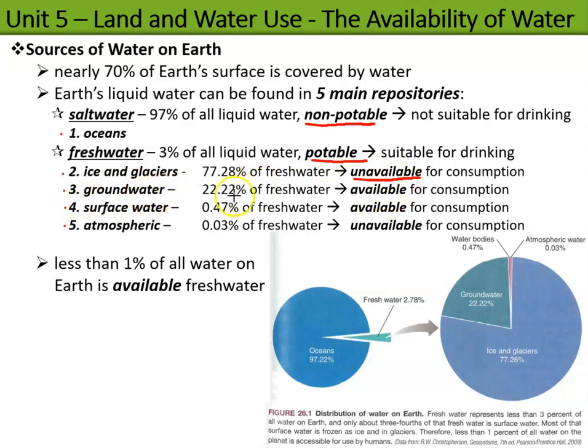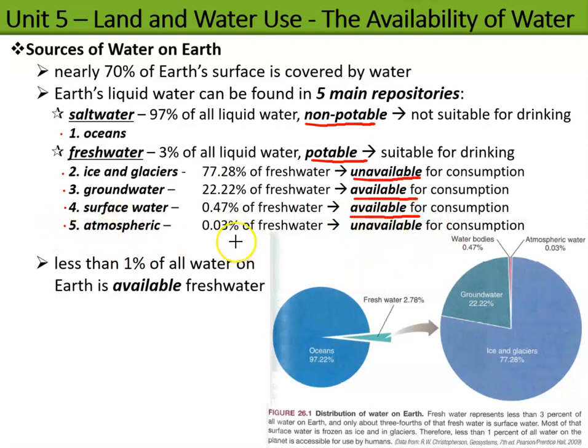Next, we have groundwater. It's about 22% of all the fresh water that's available, and this is actually available for consumption. So groundwater is a major source of usable water for consumption or other human uses. Then we have the surface water, which is what we normally think of when we think of fresh water, things like rivers and streams and lakes and ponds. But that's actually only about 0.47% of all fresh water that is also available for human consumption and use.